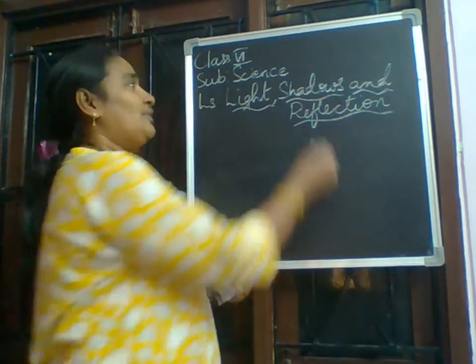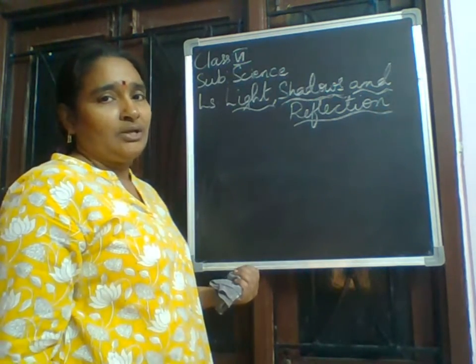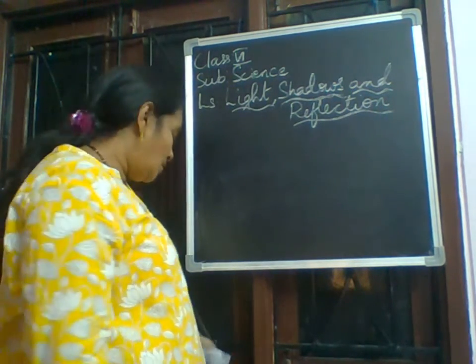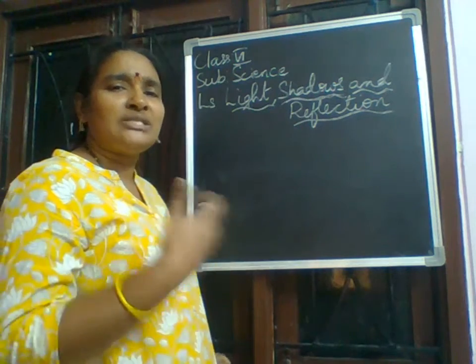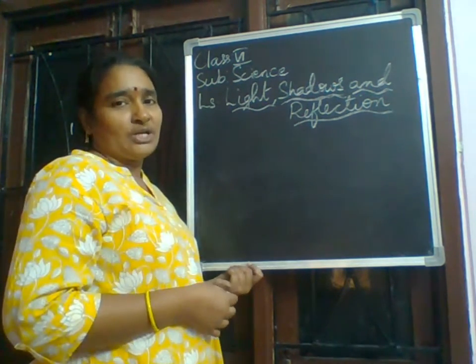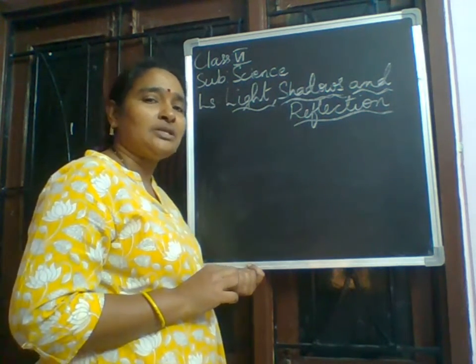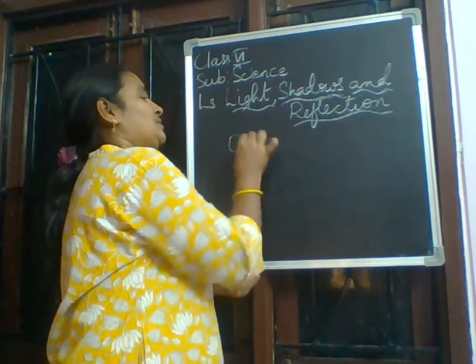Okay. Next we will go for shadows. How are shadows formed? You have already studied this in the lower classes. We will just recap it once. For the formation of shadows, we need some material. That material is called an opaque material.